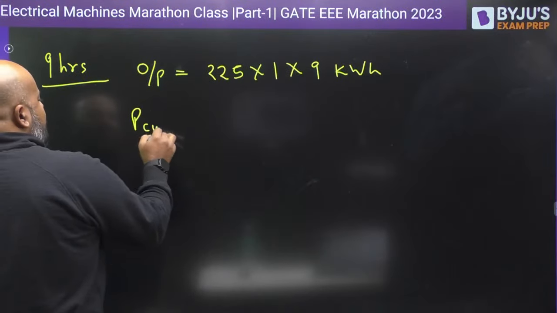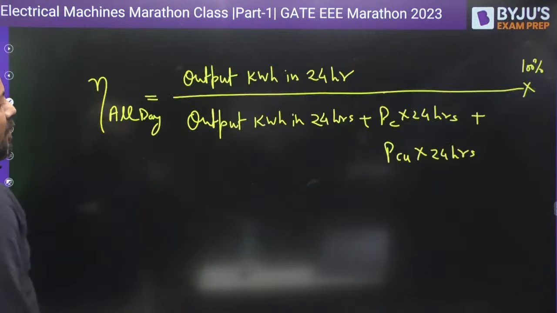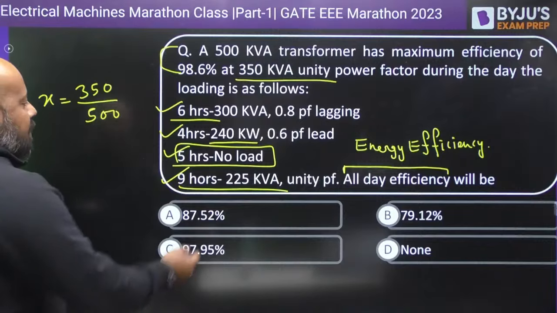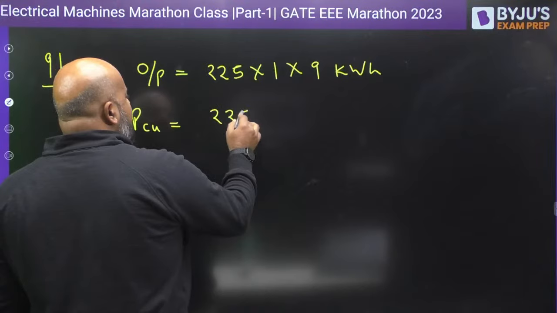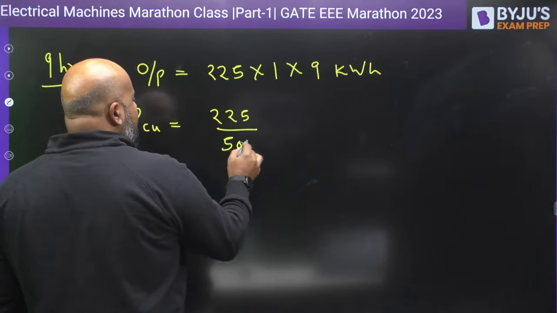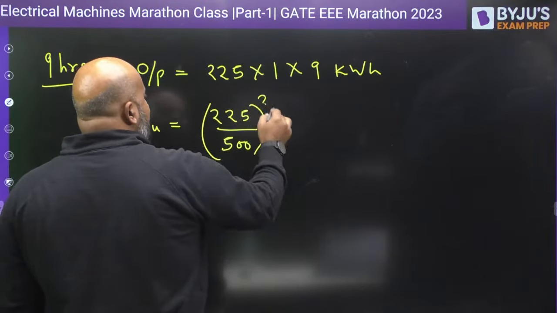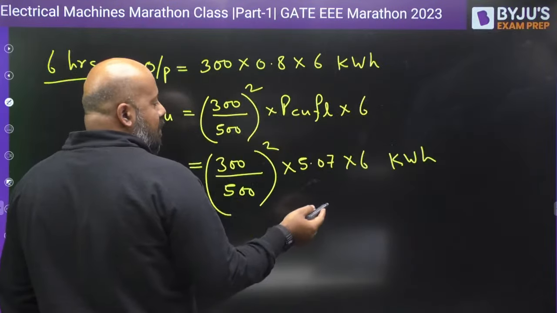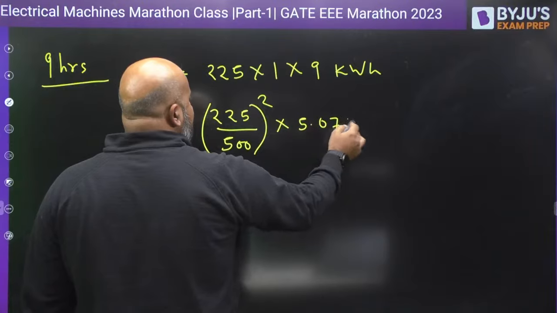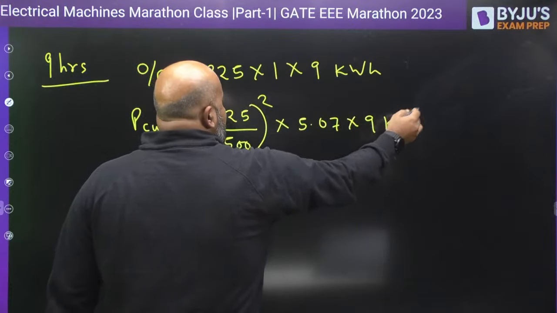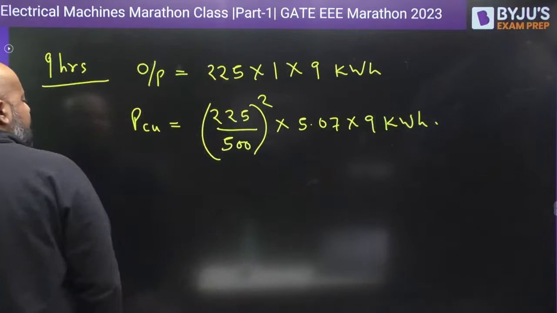What is the copper loss? Again, loading is given as 225. So it becomes 225 divided by 500 to the square, full load copper loss 5.07, number of hours 9. This is kilowatt hour. Okay.